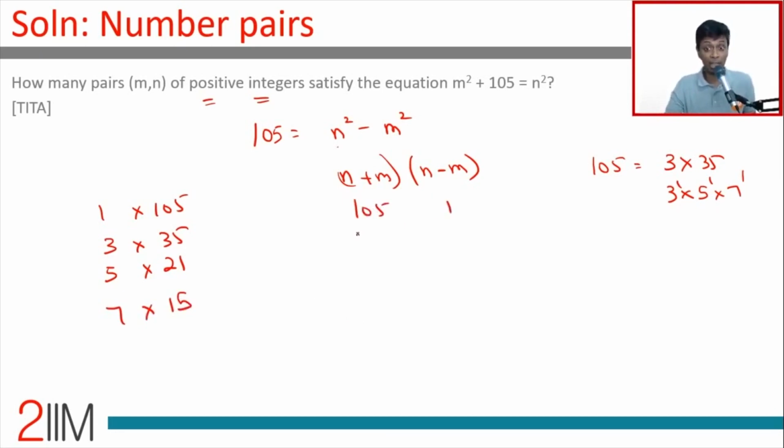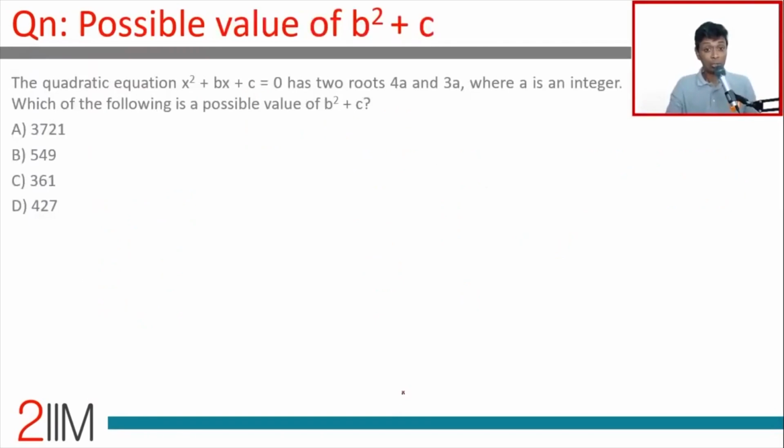Remember, n plus m has to be greater than n minus m. N and m are natural numbers, n is greater than m. So we need to worry about only 105 into 1. We don't have to worry about 1 into 105. Likewise, 35 into 3, 21 into 5, 15 into 7. 4 different combinations. Each of them will yield a pair of positive integers. So 4 pairs.